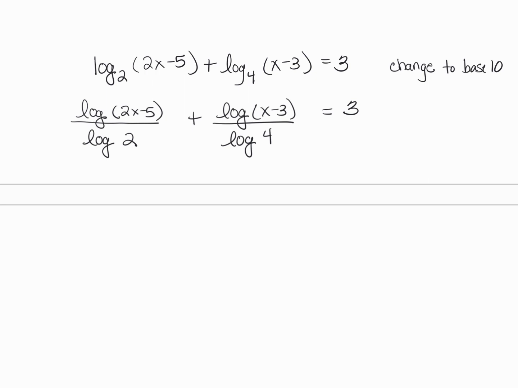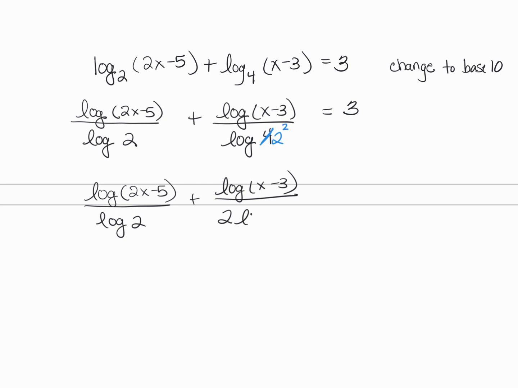And I notice that 4 is really 2 squared. So I'm going to rewrite this as the log of 2x minus 5 over log 2 plus the log of x minus 3 over 2 log 2 equals 3. So I'm just using that exponent rule and bringing that down.